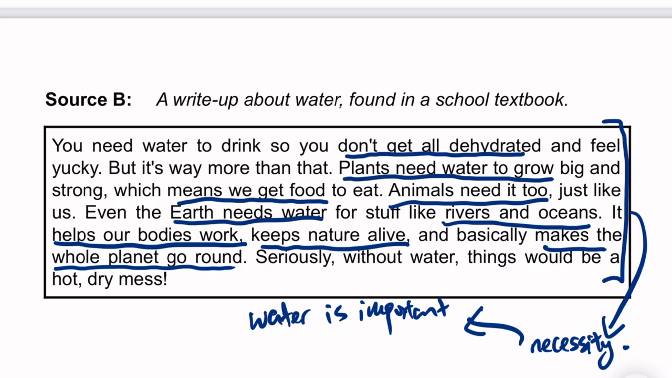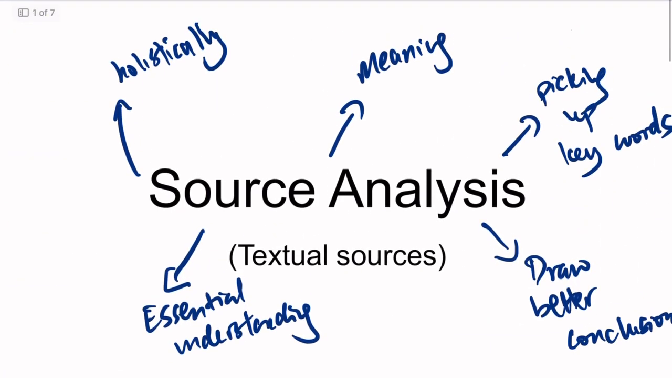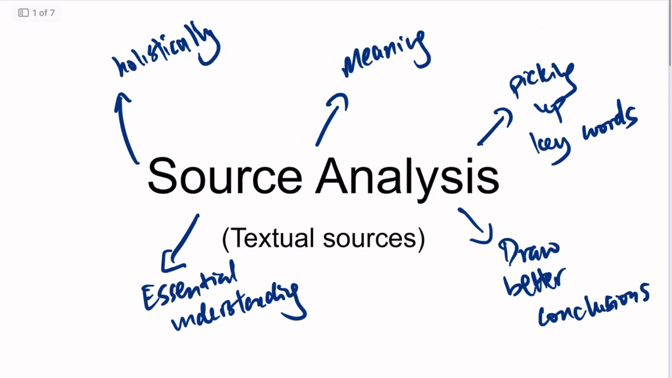So all in all, in summary, if we go back to the beginning, these are the kind of things we need to take note of when we are doing source analysis for textual sources.